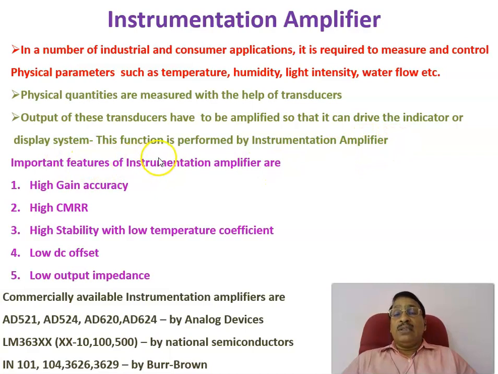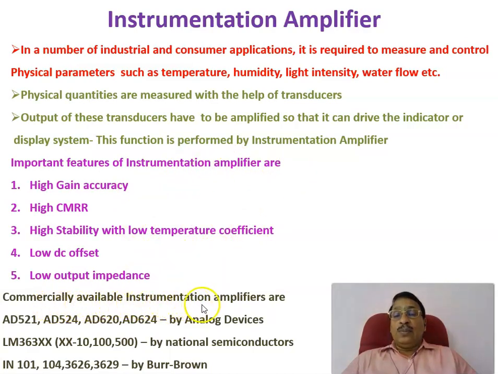The important features of instrumentation amplifiers are: first, a high gain accuracy, a high common mode rejection ratio, and high stability with a low temperature coefficient. It should be a very stable device, I mean the amplifier should not change as the temperature changes. Low DC offset and low output impedance. These are the important features of an instrumentation amplifier.